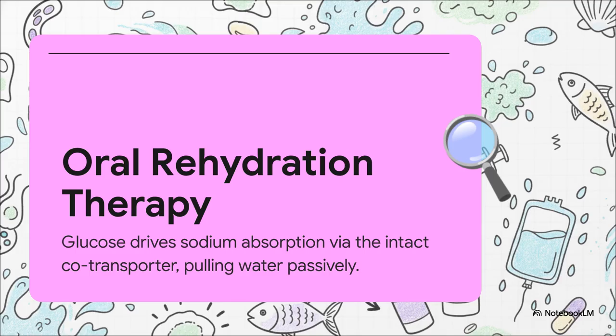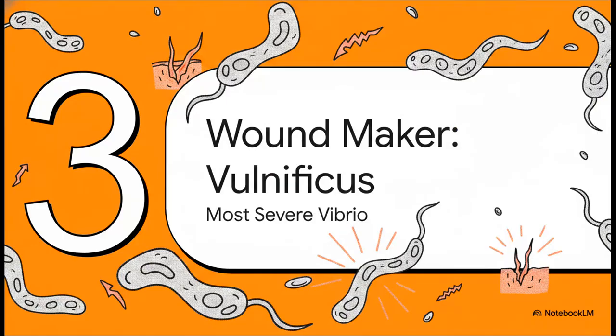It's a really simple physiological trick, but it's a literal lifesaver globally. Fun fact, rice-based ORS is actually superior to standard ORS because it delivers that glucose even more effectively. Okay, let's move to section 3 and see how this builds.